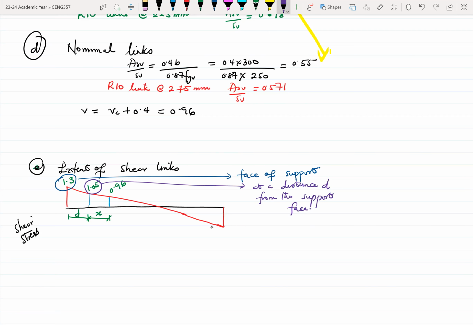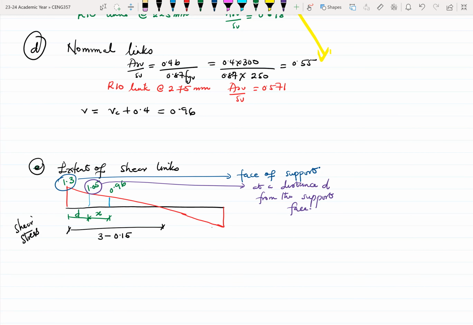All right, so what that means is that from this point towards the center, the entire span of the beam is 6 meters. So half of that will be 3. So it becomes 3 minus 0.15, which is coming from the half the width of the column, because your 1.3 shear stress is starting from the face of the support.